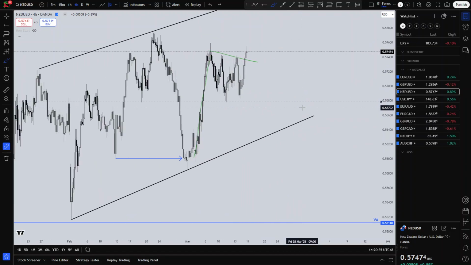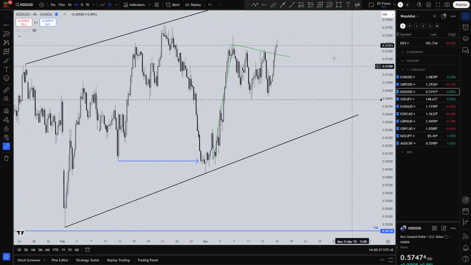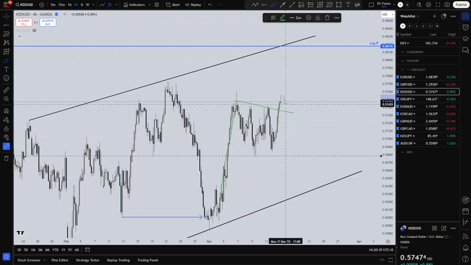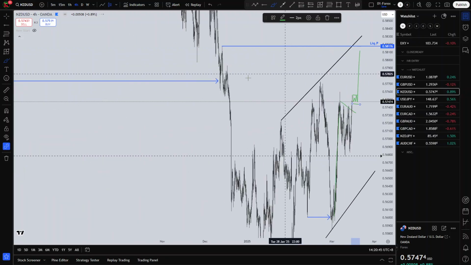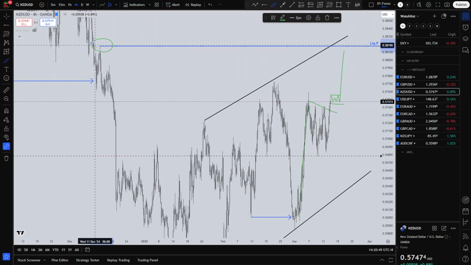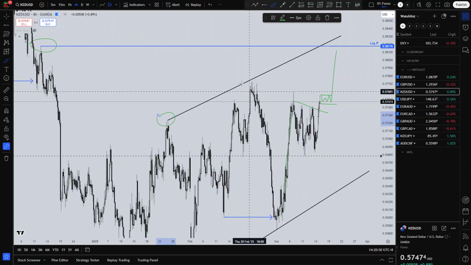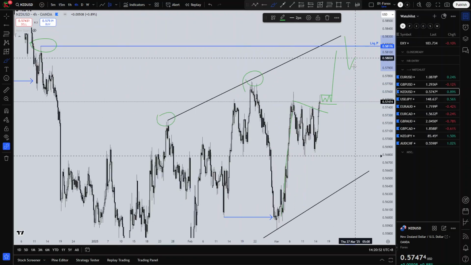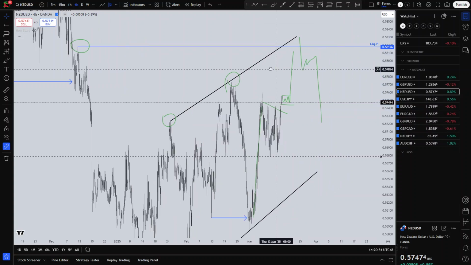So I'm looking now for some form of a lower time frame bullish continuation here, which I then could take advantage of for the last leg into this higher time frame liquidity area here to the left, which then would finish the 1, 2, 3 structure for a potential bigger turnaround.